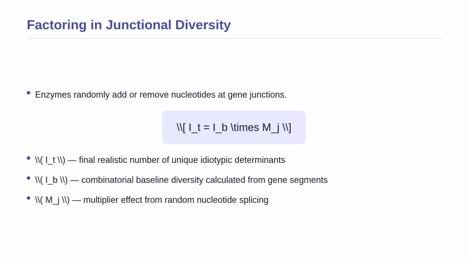The variable IT represents the final realistic number of unique idiotypic determinants. IB is the combinatorial baseline diversity we just learned to calculate. MJ represents the massive multiplier effect caused by the random splicing process. If this multiplier increases, the true diversity skyrockets, showing the staggering scale of the immune repertoire.